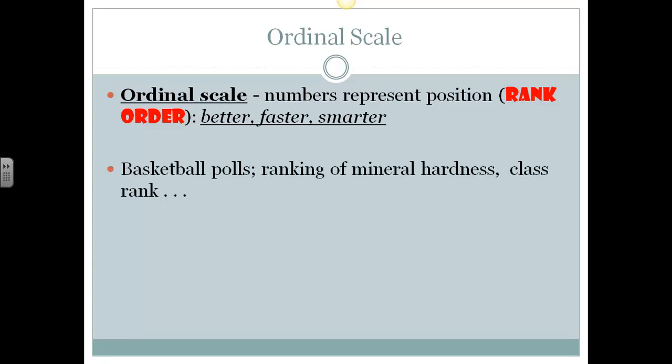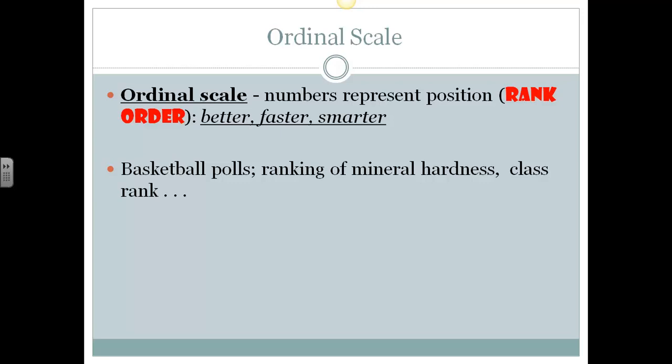Some examples of this might be basketball polls, where Wisconsin's ranked pretty high right now, maybe 4. That means they're 4 points higher than the 8th ranked team, but that doesn't mean they're twice as good. And it doesn't really tell us how much better the number 1 ranked team is than the number 20 ranked team, because certainly when they play, a 20th ranked team could beat a number 3 ranked team.